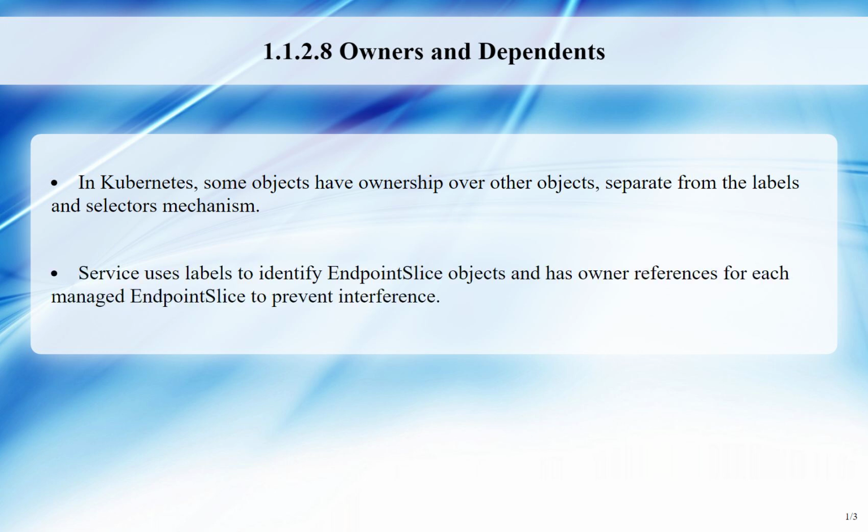For example, a service creating endpoint slice objects uses labels for the control plane to identify which endpoint slice objects are associated with that service. Additionally, each endpoint slice managed on behalf of a service has an owner reference to prevent interference from other Kubernetes components.